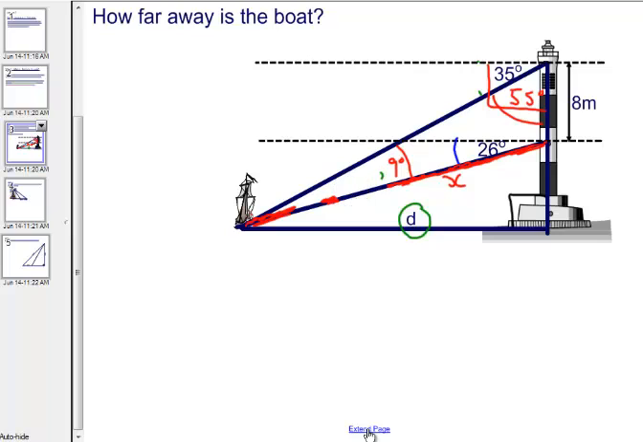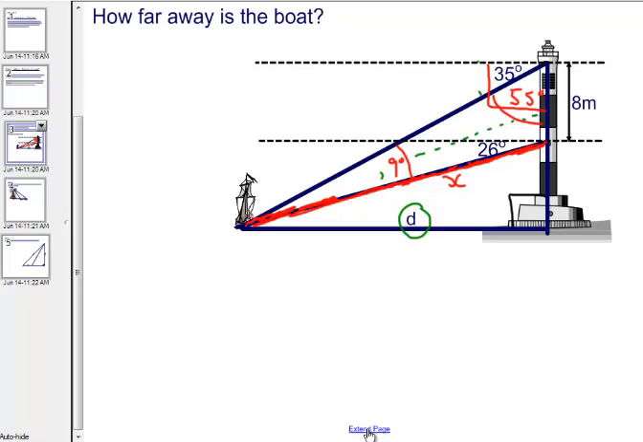Don't need that there. Okay, let's free it up a bit. Finish this red line back off. Alright, we'll start to use a few more colours again.